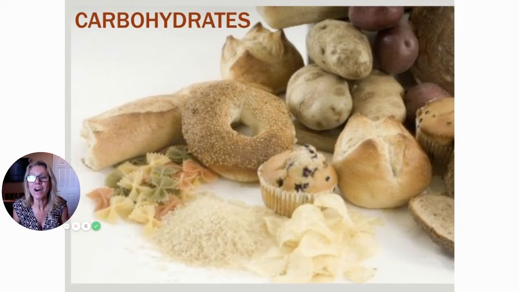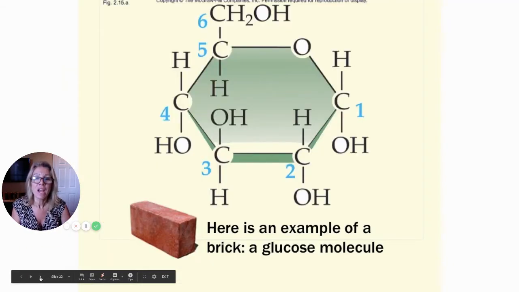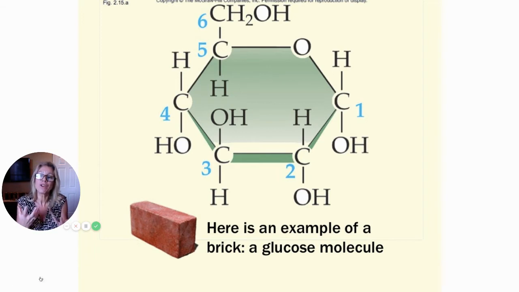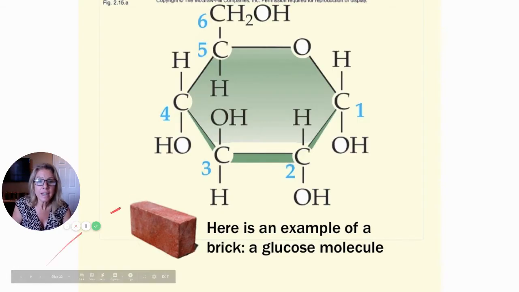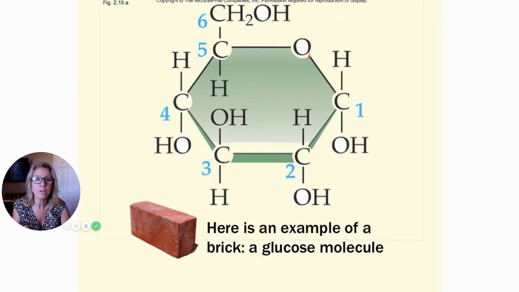All right. So when we talk about carbohydrates, probably the first thing we think about is starches and breads. And that's true. Those are all carbohydrates that you're seeing right there. Now, the brick for carbohydrates, one of the most common, is glucose. So when we look at the chemical formula for glucose, we can count the carbons. Do you see how when we look at this ring-like structure, here is oxygen right here. This is carbon number one.